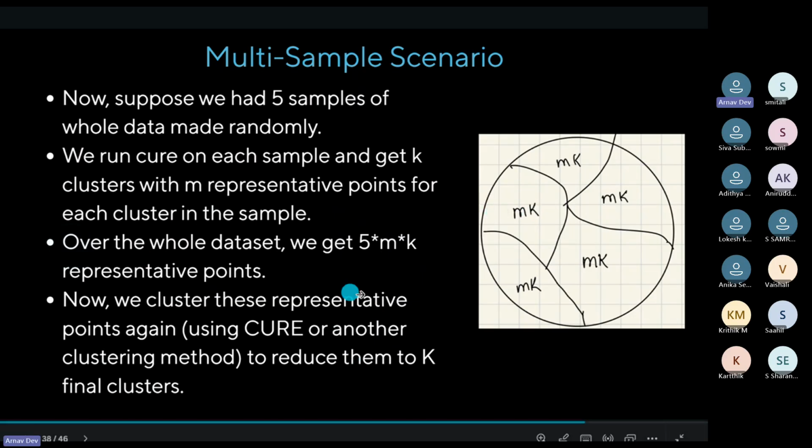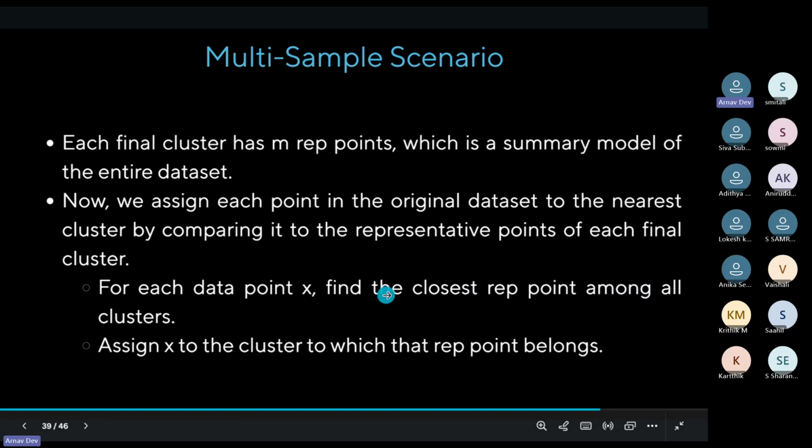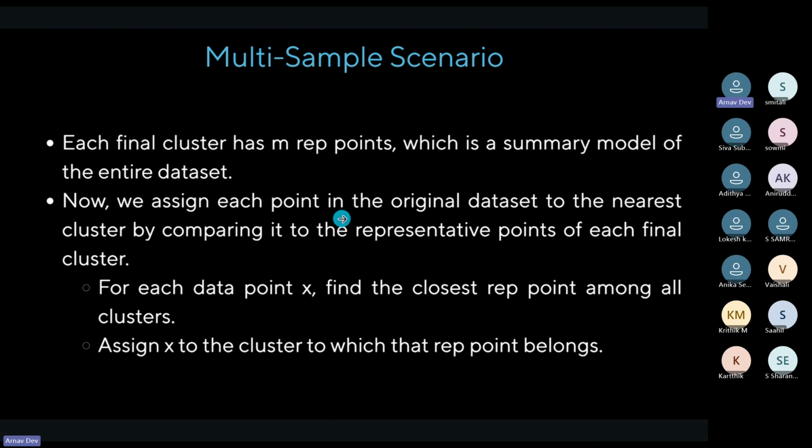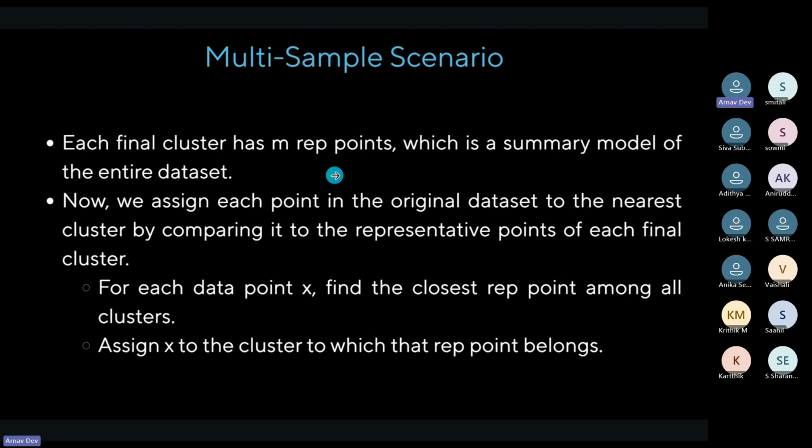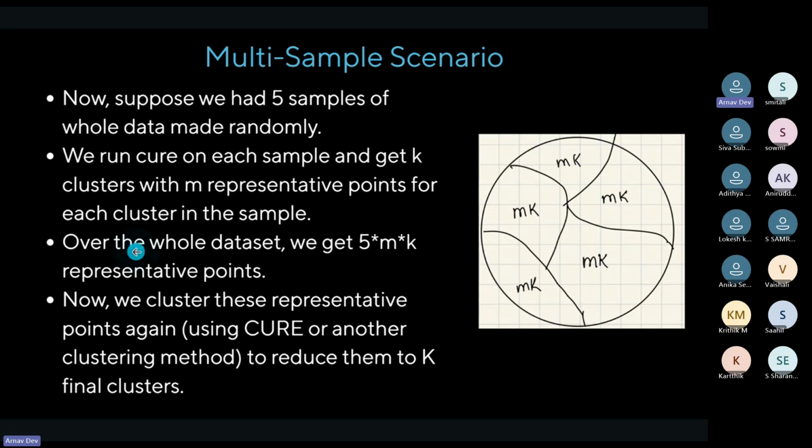So there were 5mk points, and you make k clusters again with m representative points in each of them. So after getting these 5mk points, you do this and you get k clusters for the entire data set. And for each cluster, you have m representative points. Those m representative points are taken as the summary model for the entire data set. Now you have the final representative points. And now for each data point, you calculate which representative point is the closest, and you just assign it to that particular cluster. So this is how it works. This is more or less the CURE algorithm. So does anyone have doubts with this?